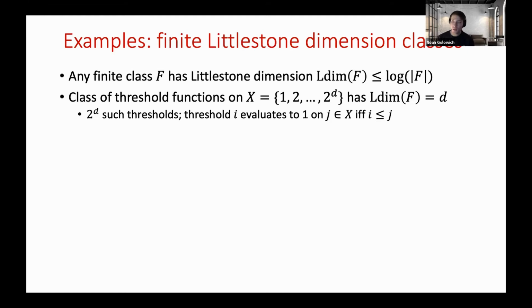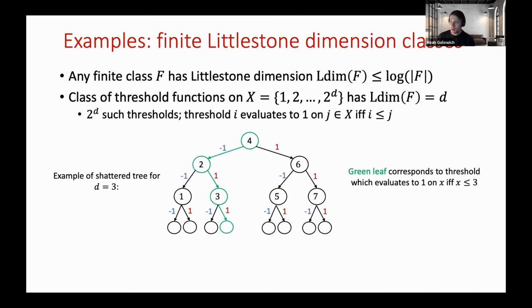But one instructive example for which this bound is tight is the class of threshold functions. So suppose we have a domain X of size 2 to the D. I'm going to consider the class of threshold functions on this domain. There are 2 to the D such threshold functions, labeled by 1, 2, 3, all the way up to 2 to the D. And they're defined basically exactly how you think they would be. Threshold I evaluates to 1 on some point J between 1 and 2 to the D if and only if I is at most J. In this class, the threshold functions have Littlestone dimension D.